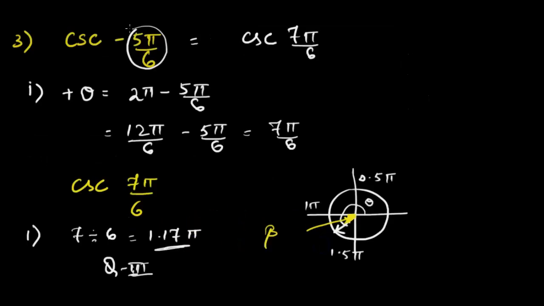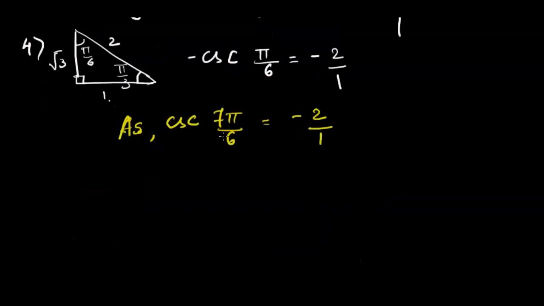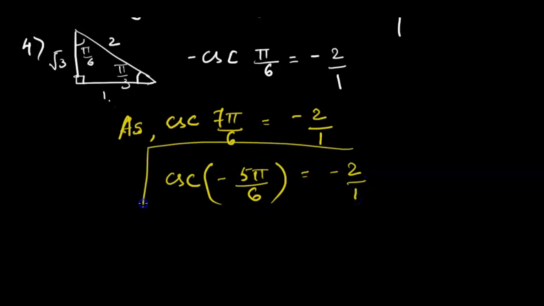Not to forget, the original question was cosecant negative 5 pi by 6. That can be rewritten as cosecant 7 pi by 6. So we would write down that cosecant 7 pi by 6 is negative 2 over 1. Cosecant negative 5 pi by 6 is equal to negative 2 over 1 as well. So this is how we write the final answer with respect to the original question asked. And this is how we determine the exact values of the given trigonometric ratios when the principal angles or their corresponding related acute angles lie on the special triangles.